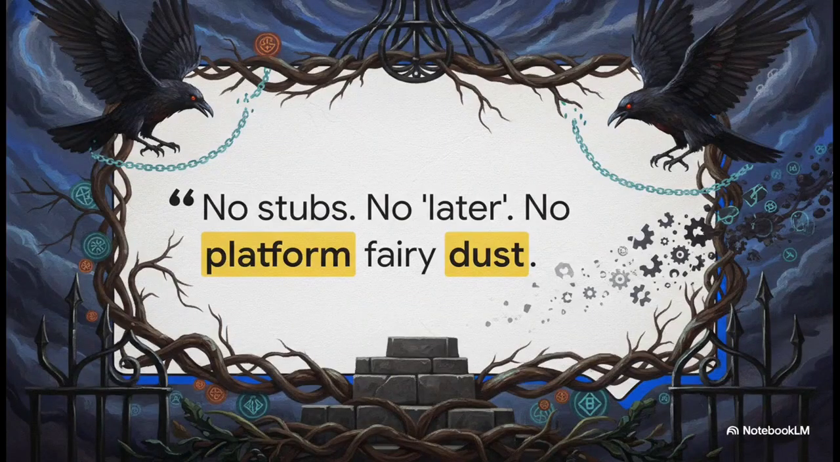This single line, right from the project's own documentation, it tells you everything. It's the whole soul of the project. It's basically a declaration of war on shortcuts. No temporary fixes, no "we'll get to it later," and absolutely no platform fairy dust. You know what that is. It's that magical, platform-specific stuff that works great one day and then completely breaks the next. This philosophy shapes every single thing about this system.